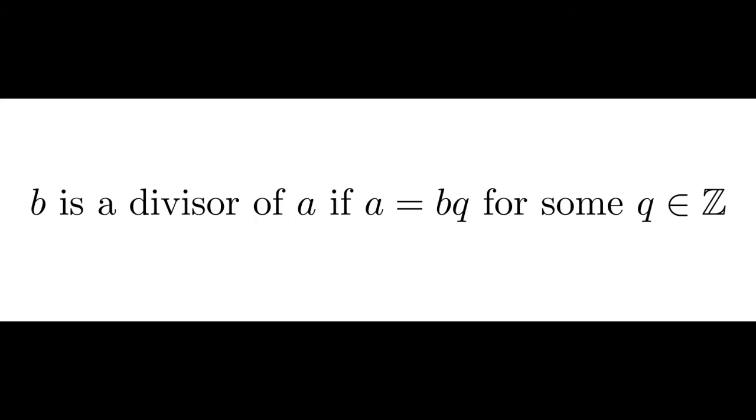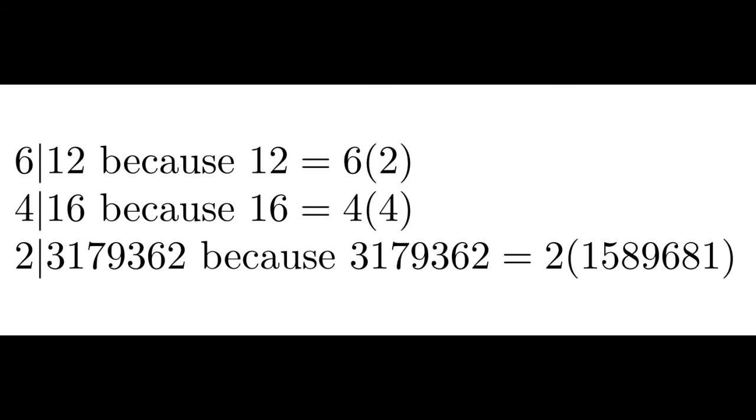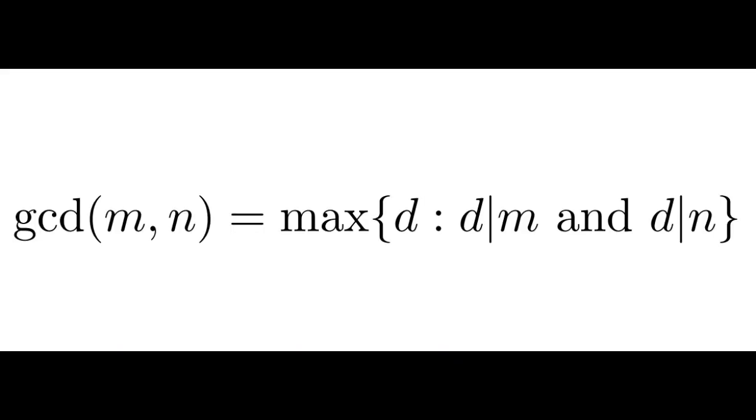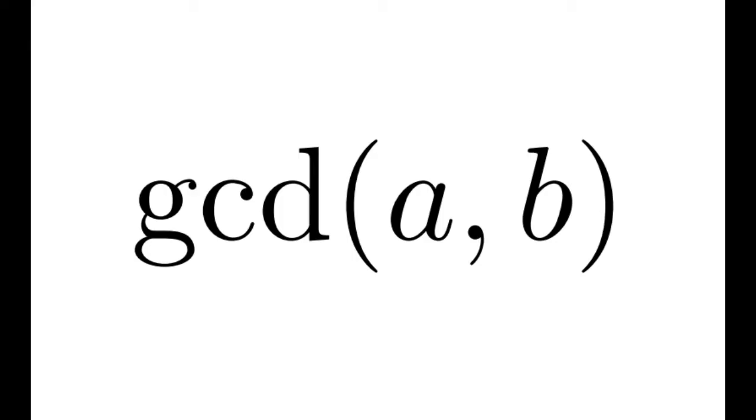Now, if we're talking about division, we also have to talk divisors. Divisors are any number that divides another number. So 6 divides 12, 4 divides 16, and 2 divides 3,179,362. One particular concern we have is whether or not two numbers share divisors, and moreover, what the largest of those divisors is, otherwise known as the greatest common divisor, or GCD.